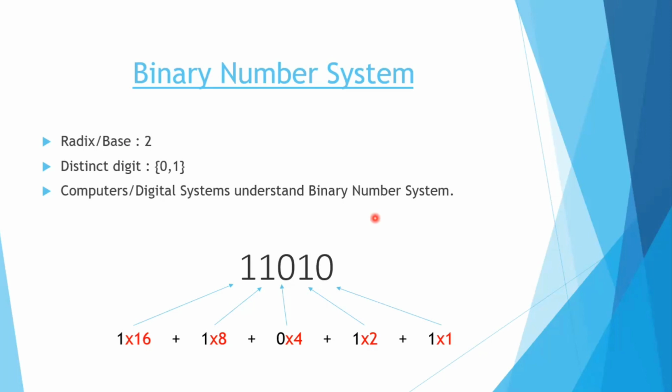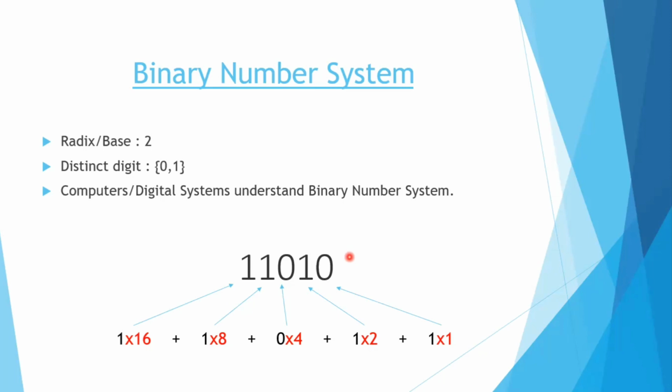The next number system is the binary number system. The binary number system has radix or base 2, which means the number of distinct digits is 2, which are 0 and 1. The binary number system is commonly used in computers and digital systems. So let's look at an example.